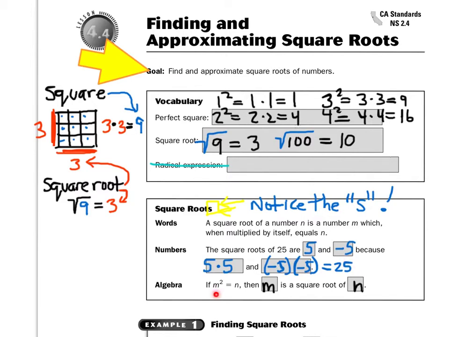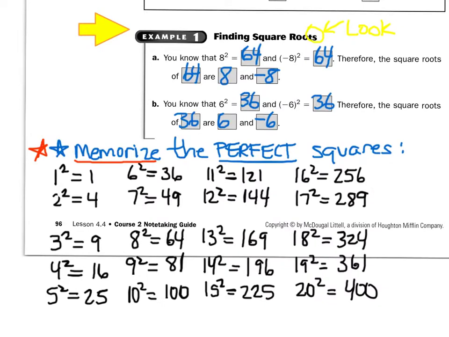So in algebra we say if m to the second power equals n, then m is the square root of n. Okay, take a look right here, finding the square roots, and you got to look out for that S. So we know that 8 to the second power is 64, and negative 8 to the second power is also 64. Therefore, the square roots of 64 are positive 8 and negative 8. And then look at B. You know that 6 to the second power is 36, and negative 6 to the second power is 36. So the square roots of 36 are positive 6 and a negative 6.